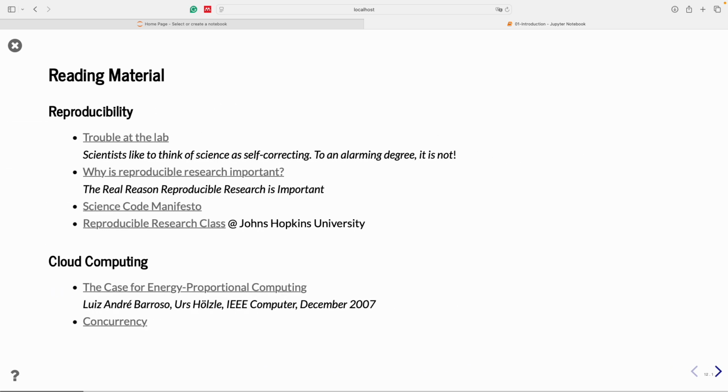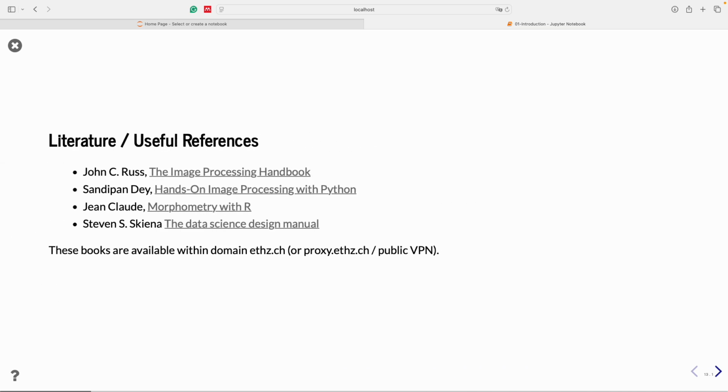And there is some reading material. This is complementary material to what I'm saying, and it's well-readable information. And also, there are some useful literature. For example, this John Russ Image Processing Handbook. It's a very thick book, over 1,000 pages, but it gives an overview of the topic image processing. It doesn't go down into the details. For that, you need to go to the references he pointed at. But it's a good starting point.